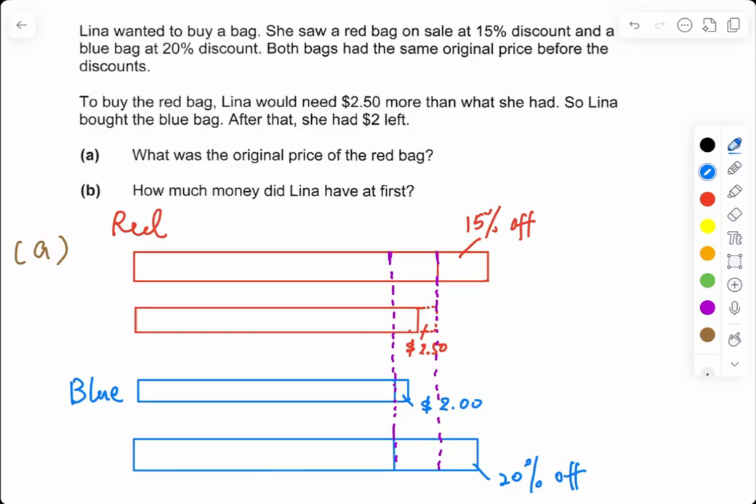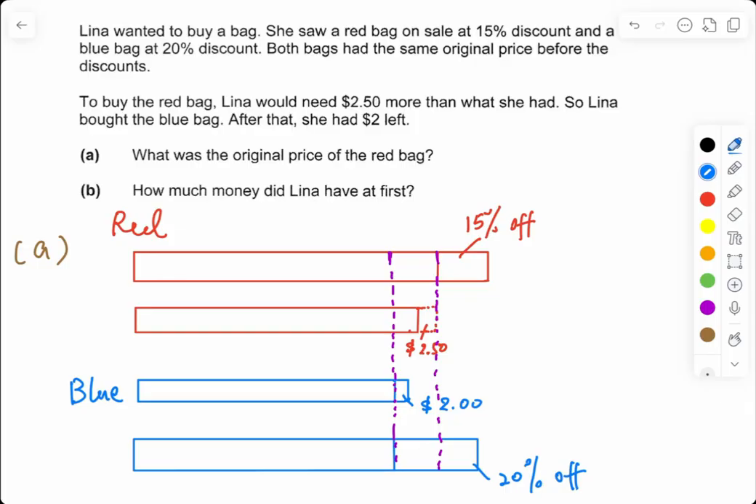Linda wanted to buy a bag. She saw a red bag on sale at 15% discount and a blue bag at 20% discount. Both bags had the same original price before the discount. To buy the red bag, Linda would need $2.50 more than what she had. So Linda bought the blue bag. After that, she had $2 left.